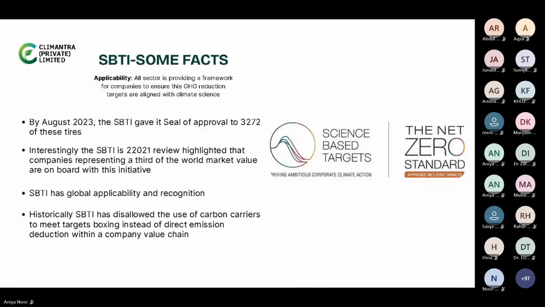Yes, it's an overall target that you have to achieve net zero.